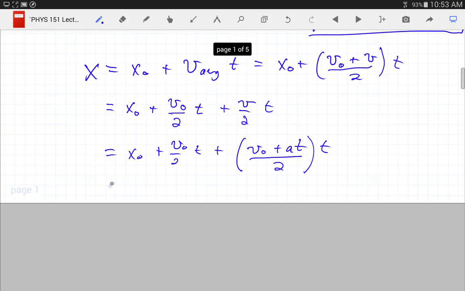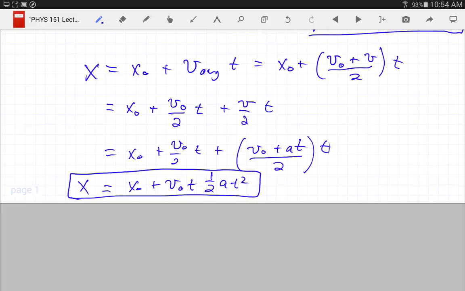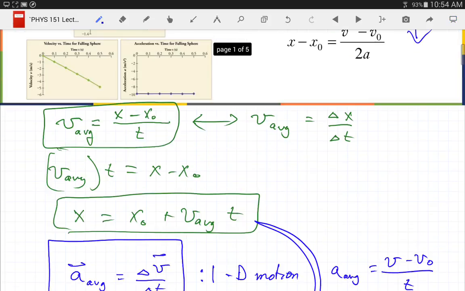And now, bring my terms together. I have a V0 over 2t, and here's a V0 over 2 times t as well. So I have 2 of those, making it plus V0t. And then I'm left with this term here. And so that's how you can get that equation without calculus. It's simpler and makes more sense with calculus, but without, you can see, okay, it works as long as we are in the restriction of acceleration being constant. And truly, this equation only works if acceleration is constant.